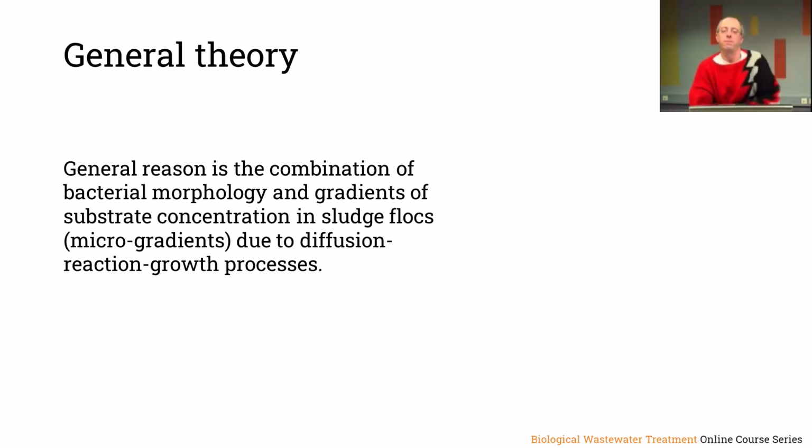So if we look at why bulking sludge occurs, what have we learned from all experiments, literature, etc.? Then we see it's a combination of a certain microbial morphology and gradients of substrate concentration in sludge flocs due to diffusion, reaction and growth. The substrate has to diffuse from outside into the sludge floc, and that means that at the outside you have a high concentration and inside you have a low concentration, very similar to biofilm systems, which are handled in a different lecture.